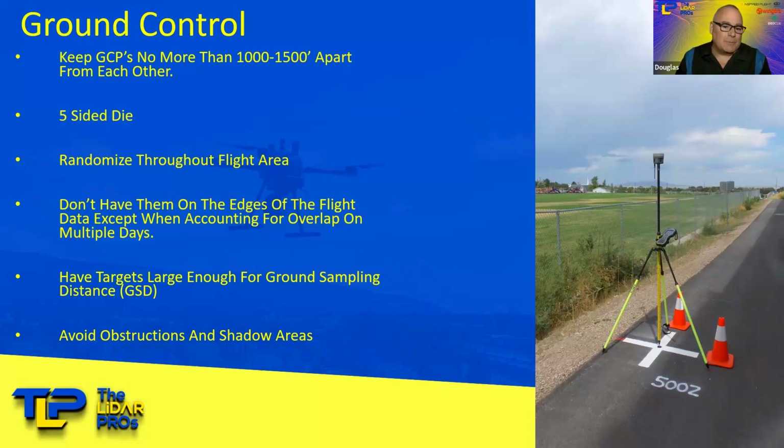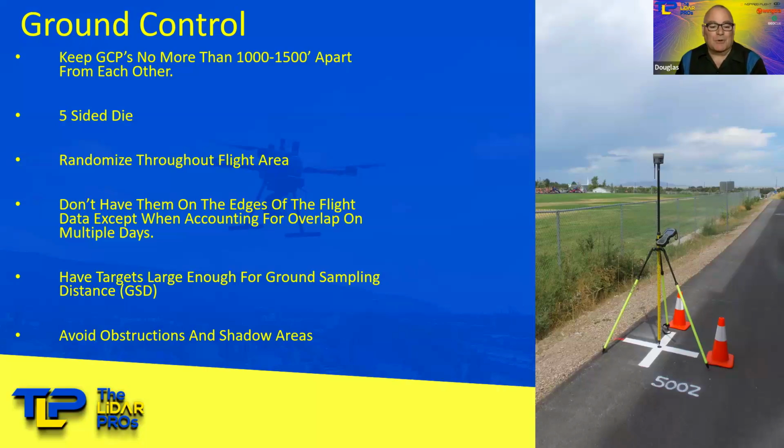But laying in GCPs is not enough. We want to be sure that our GCPs are no further apart than 1,500 feet. When we lay them out, we want to lay them out kind of like the 5 side of a dice. We'll look at a picture of that in just a moment. We want to randomize these GCPs throughout our flight area, and we generally want to stay away from the edges, unless we're dealing with multiple date flights and we need to cross one data set into another to merge them together. We will need to have our ground control points visible in both flight sets.